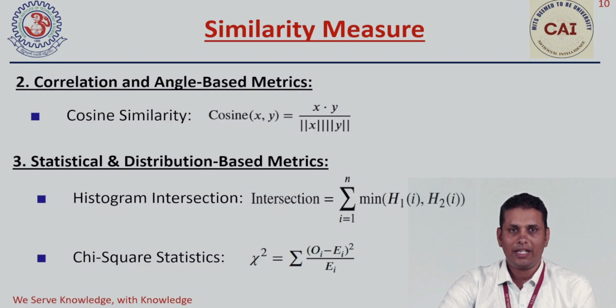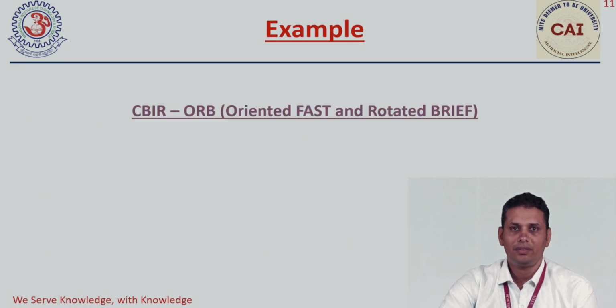So here, histogram intersection and chi-square statistics. From the name chi-square, we consider the square of the original image as well as the expected image. So O is the original image and E is the expected image, divided by the expected output only. So we will see one simple example. Okay, so how will this CBIR be deployed.